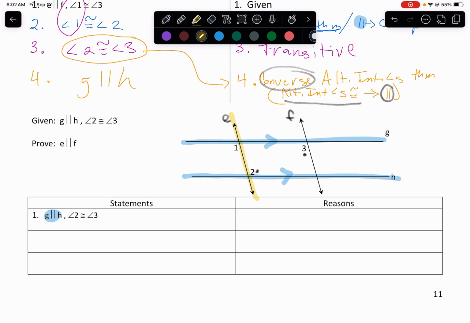So using angle 1 and angle 2, I can see that they are between the parallel lines G and H, and they're on opposite sides of line E, so they're alternate interior angles, and I know that alternate interior angles are congruent. So angle 1 is congruent to angle 2. Oh, need to give in here.